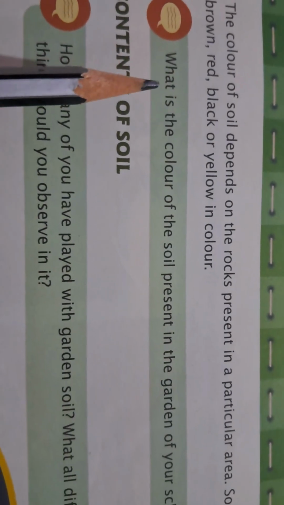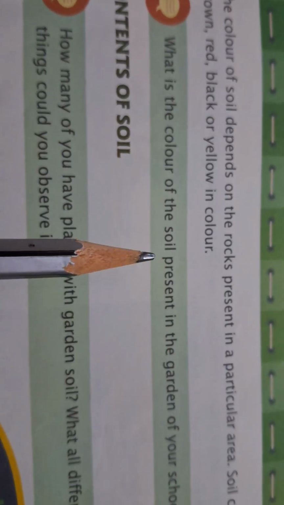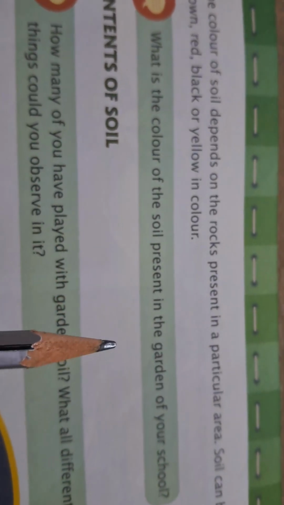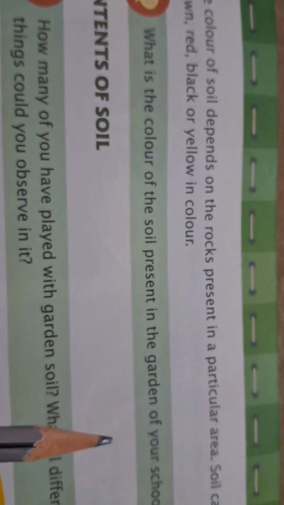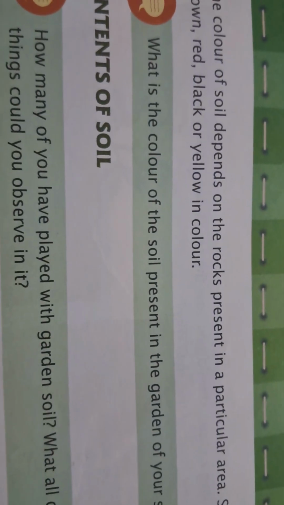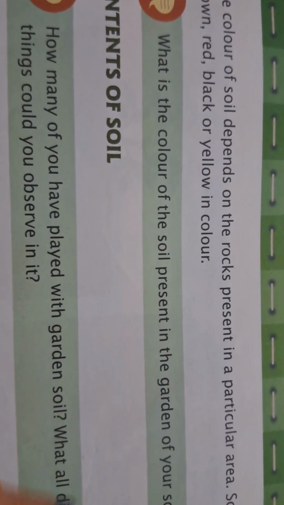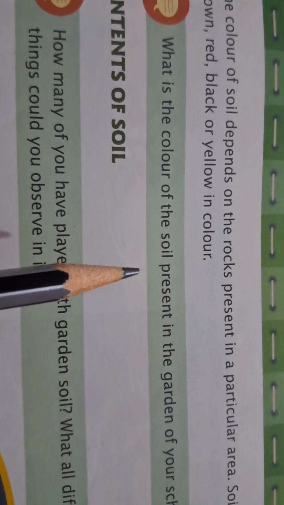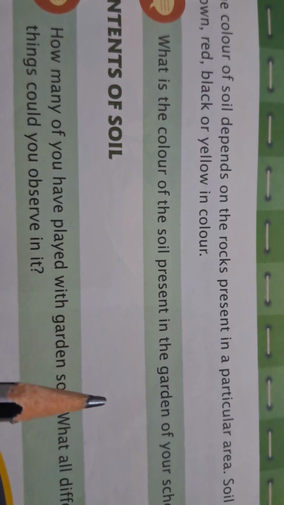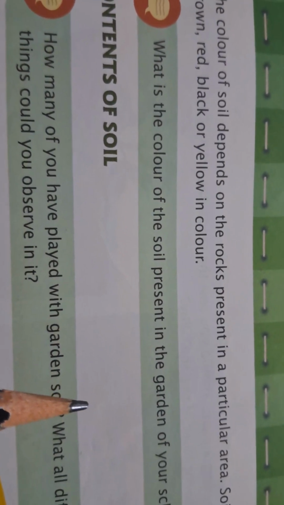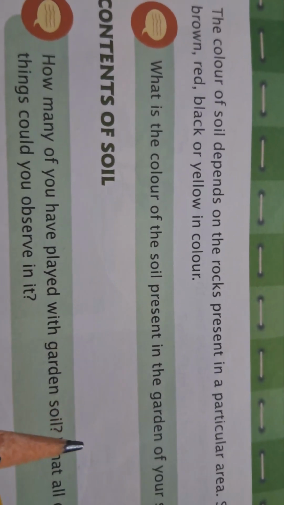Next question is, what is the color of the soil present in the garden of your school? So check it out and think of the soil color of your school garden. Okay, understood? So first, the formation of soil we just studied. Then we will move on to the contents of soil.